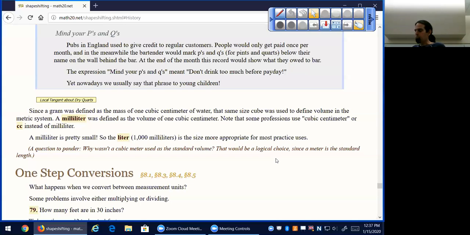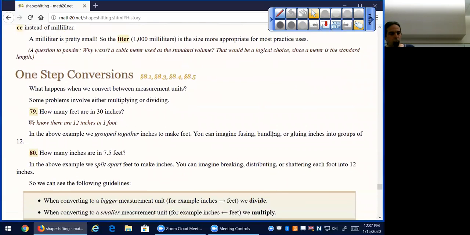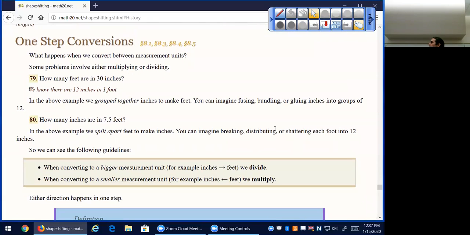Okay. So that's the end of the measurement unit stuff. Now we're going to actually use it and do some arithmetic. What happens when we convert between measurement units? I'll make this big and then we'll look at some cases.